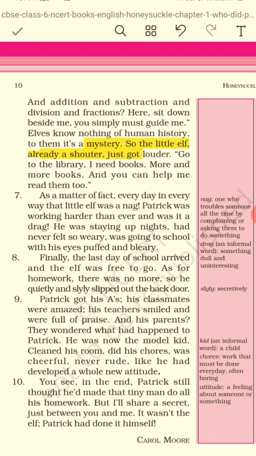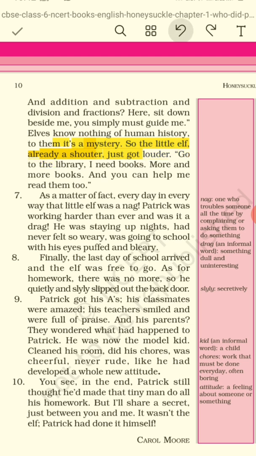So the little elf already a shouter. Shouter means a person who shouts and squeaks and makes weird noise while a task is being assigned to them. And you can help me read them too. This is what he said. Okay, are we clear up to here? It's not difficult, the general conversation and the way it turned out between them.